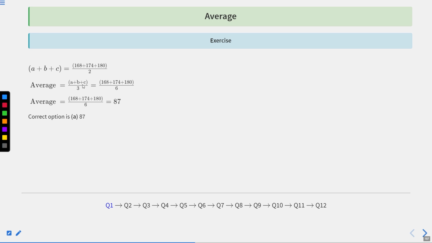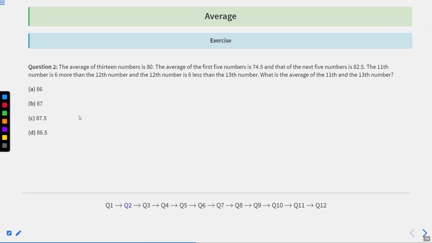So the average, (a plus b plus c) upon 3, is equal to (168 plus 174 plus 180) upon 6, because we have already computed the value of the sum a plus b plus c, so we can easily substitute it in this position. So the average will be 87. The correct answer here is 87, that is option A. So moving on to problem number 2.